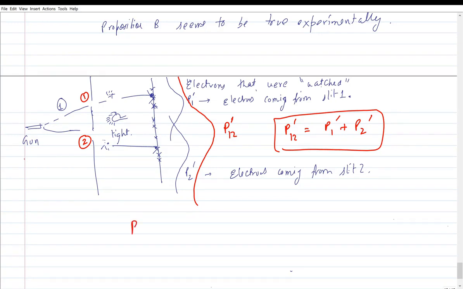What we can do is calculate the probabilities. So this is the gun G, this is the screen S. What's the probability of GS? The probability that an electron started from G and ended at a certain point S. Well, this is probability G A1 S, where this was A1, A2, plus probability G A2 S. So let's pause here for a minute. What's going on?